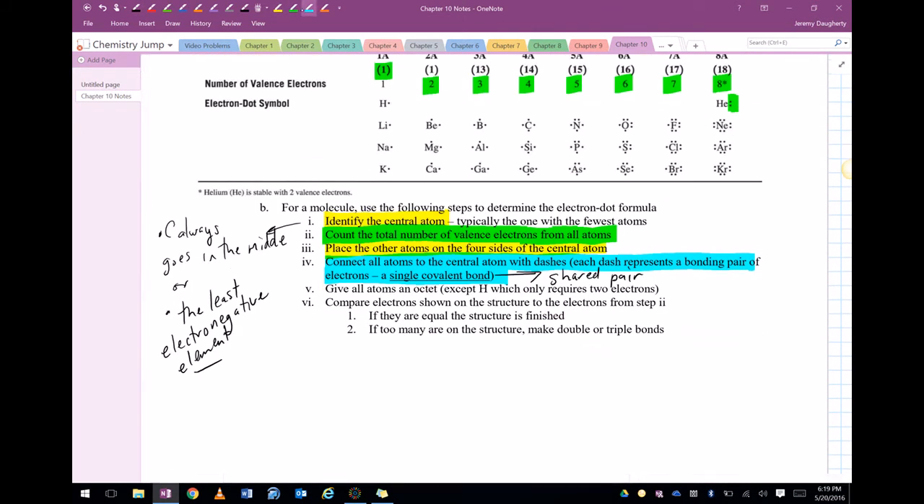Now the next step is to give all atoms an octet, 8, except hydrogen. Hydrogen 100% of the time will have a dash. And then finally, compare the electrons that you're showing versus the electrons that you counted in step 2, the valence electrons. If they're equal, you're done. Good Lewis structure. If you have too many on the structure, you have to make double or triple bonds. Now in AP, you'll talk about what if you're showing too few, in other words, you should have more shown. But for now, we're just going to stick with making double or triple bonds.